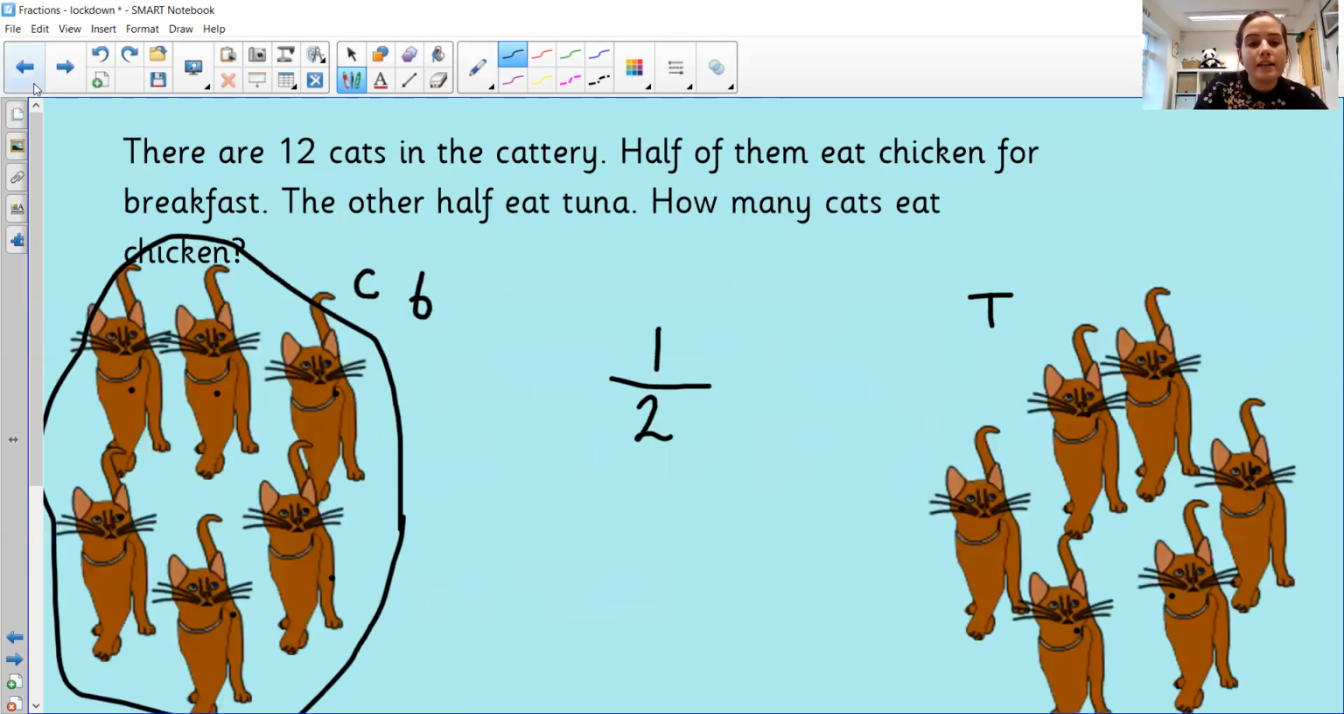If we go back here to my cats, how many cats did I have in total before I shared them, before I separated them? Who can tell me?